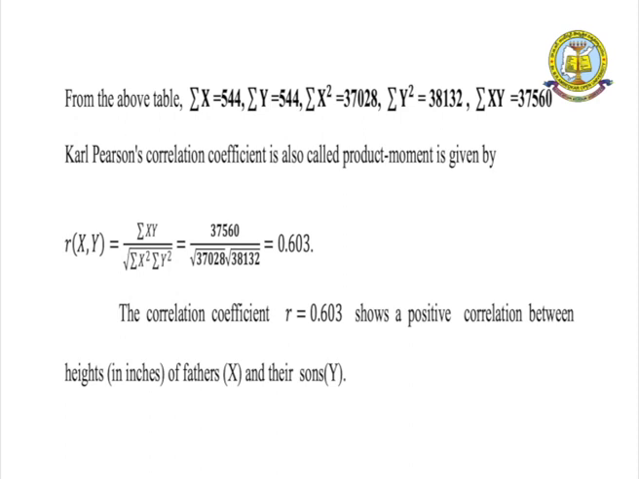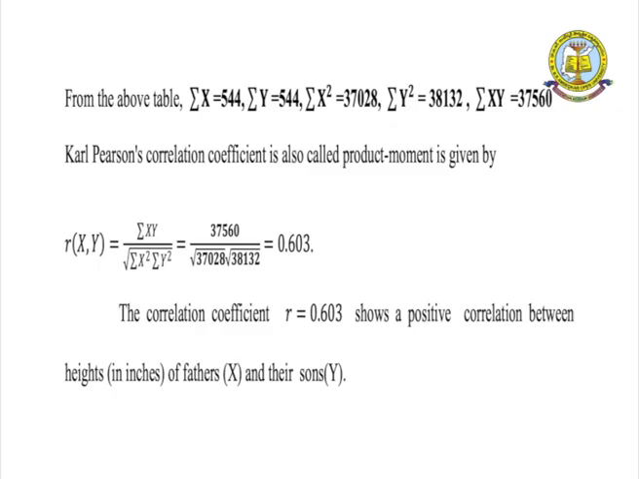Now these values we can substitute in the formula. What is the formula? R of x comma y is equal to summation xy. What is the summation xy value? 37,560 we can write, divided by under root of summing over x square value. What is the summation x square value? 37,028. What is the summation y square value? 38,132. Now we can simplify this. After simplifying, we will get 0.603. This is the R value, known as the correlation coefficient value.